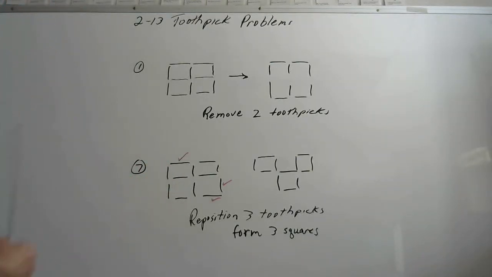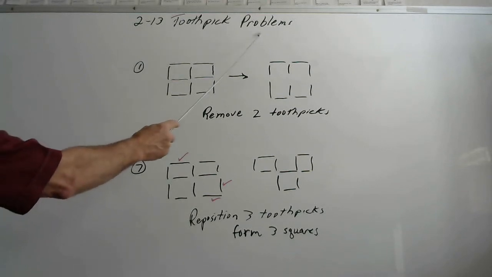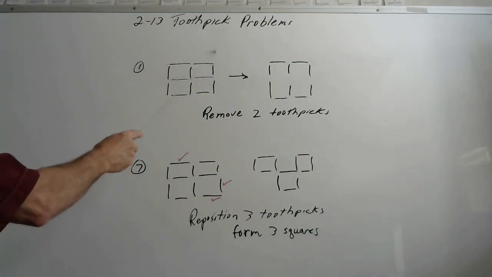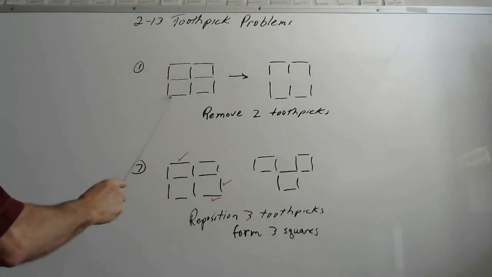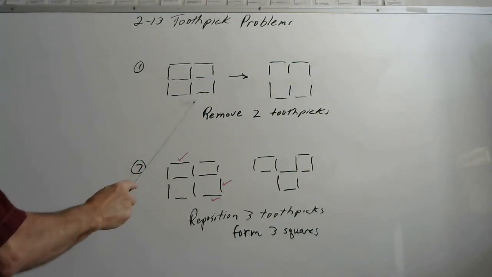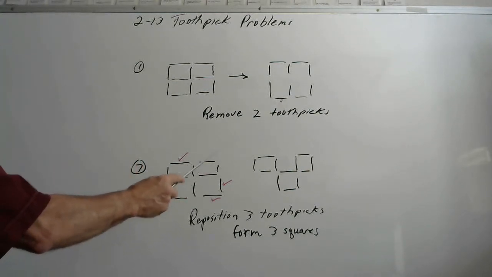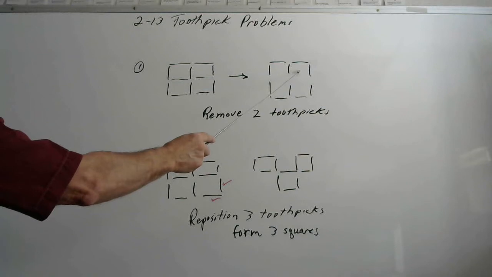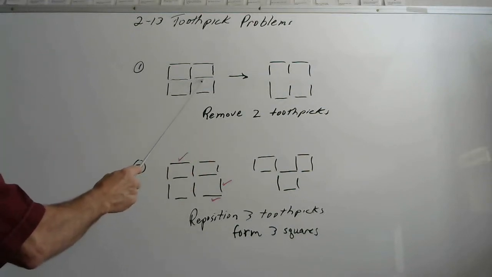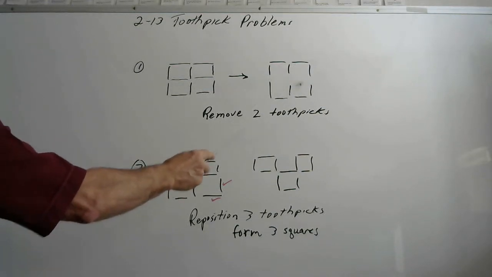Okay, your next worksheet is 213, toothpick problems. You're always going to start from this position as the instructions tell you. It says remove 2 toothpicks to make 2 rectangles. Well, what I did is I removed this one, and I ended up with 2 rectangles.